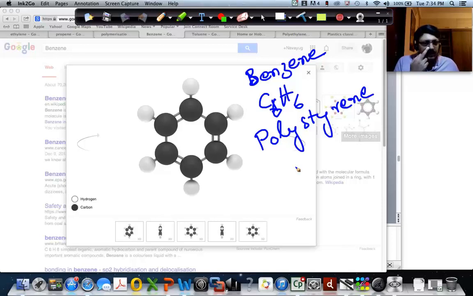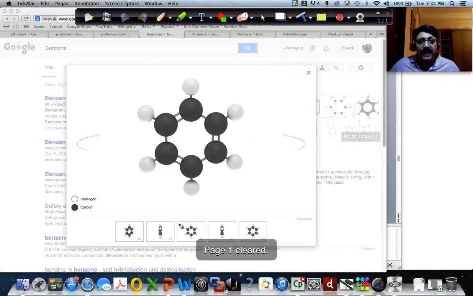But here there are alternate double bonds and single bonds. Yes, correct. That's the way it is. So that is the speciality of benzene's molecular structure. That's the way benzene is, right? If we didn't have this single bond and double bond like this, it is no more benzene, it's something else. What is polystyrene? Polystyrene is a polymer made out of benzene, okay? Alright, so that is about benzene.